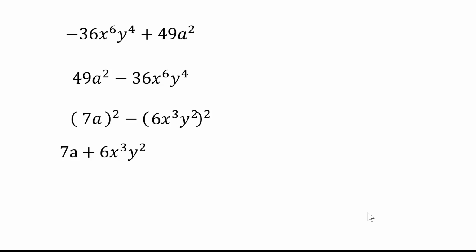All right, so now you have your a and you have your b, right? A squared minus b squared is equal to a plus b times a minus b. So you've got your a, your first thing, and you've got your b, your second thing. All right, so it's going to be first thing plus second thing times first thing minus second thing. So here I already wrote that first part. 7a plus 6x cubed y squared, and then 7a minus 6x cubed y squared.